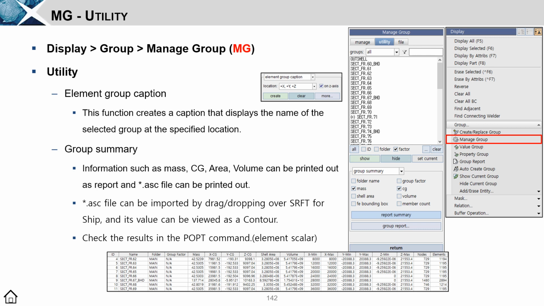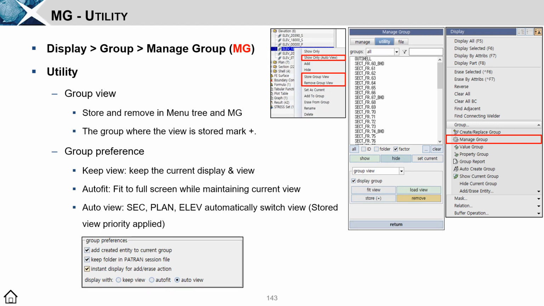Using the group summary, information such as the mass, area, and volume of the group can be output as a report. Also, it can be output in the form of an ASCII file to check the corresponding value and POPT as an element scalar contour. Users can assign group views to each group. Group views can be saved and removed from the menu tree and from the manage group.